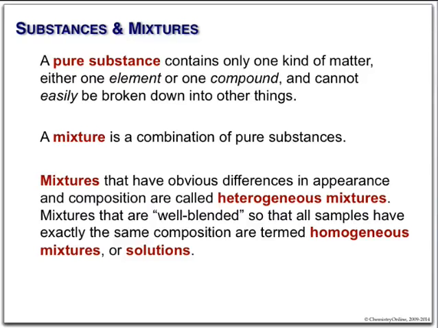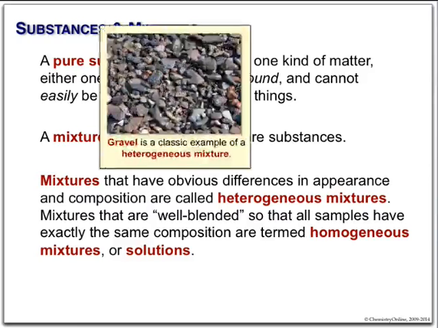Mixtures that have obvious differences in appearance are termed heterogeneous mixtures. A classic example of a heterogeneous mixture is something like this. This is gravel. I actually took this picture myself on a beach in St. John. Had to go down there just to take this picture, you know. But this is obvious. It's a mixture. We have big rocks, we have little rocks, little bits of sand in there and everything.